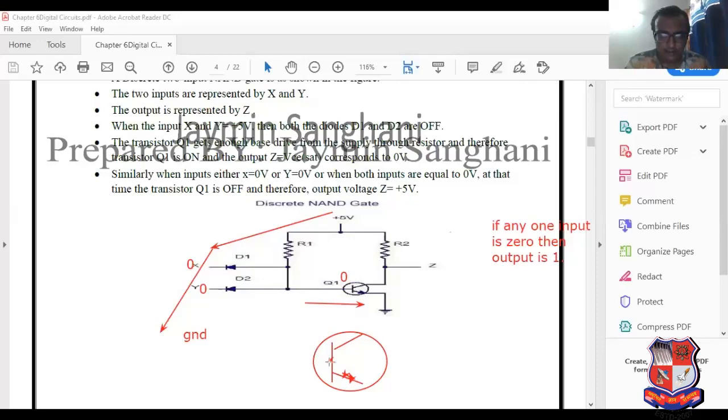And here it is known as base. Here it is known as collector. Here it is known as emitter. Try to understand this topic very carefully, because based on that logic family can be developed.